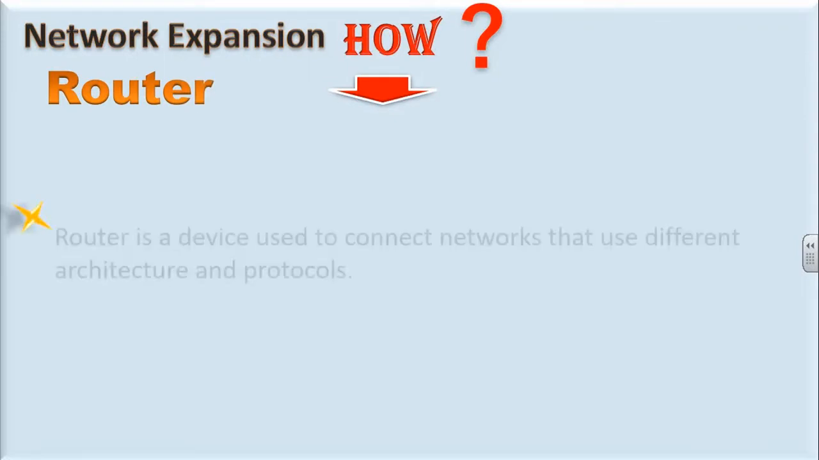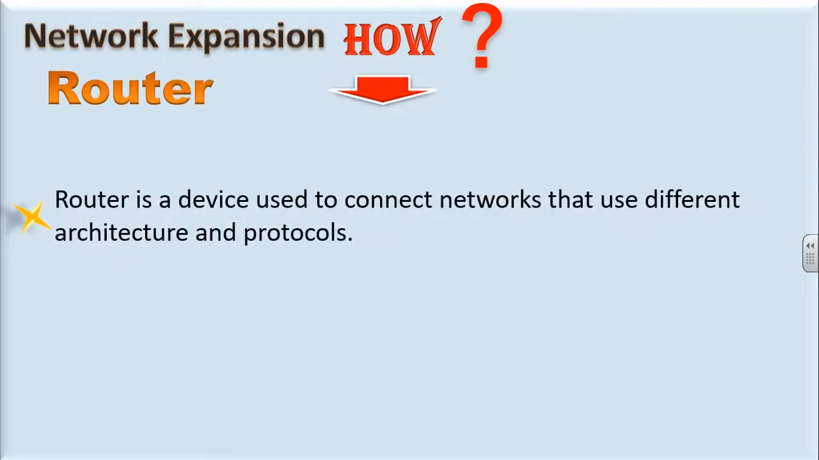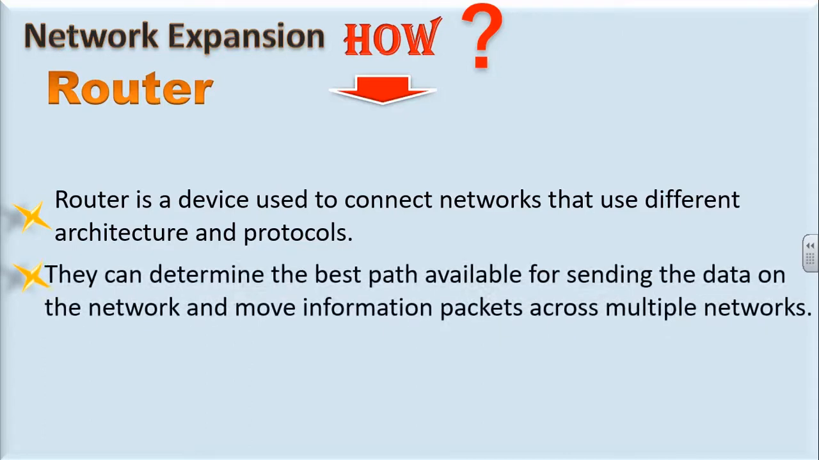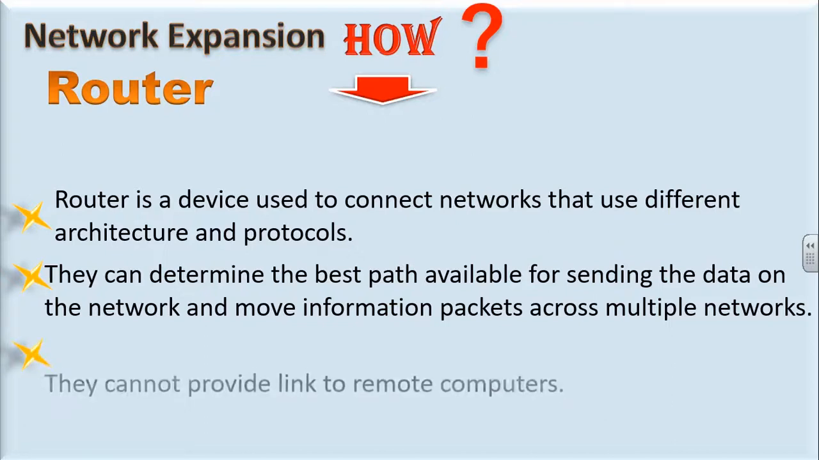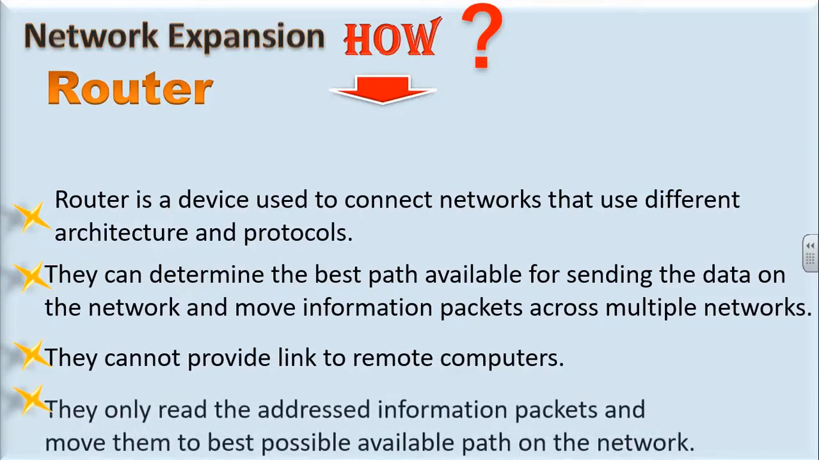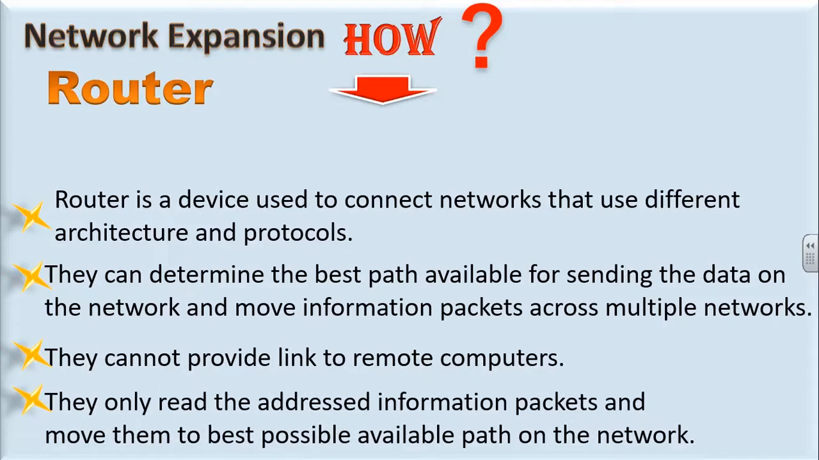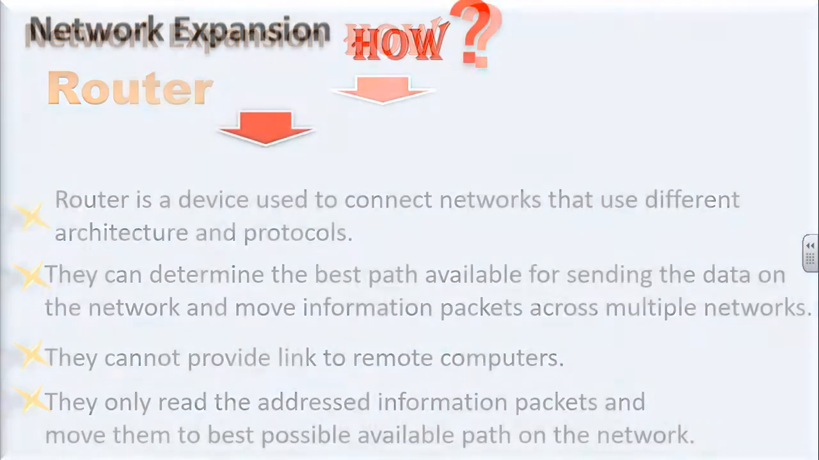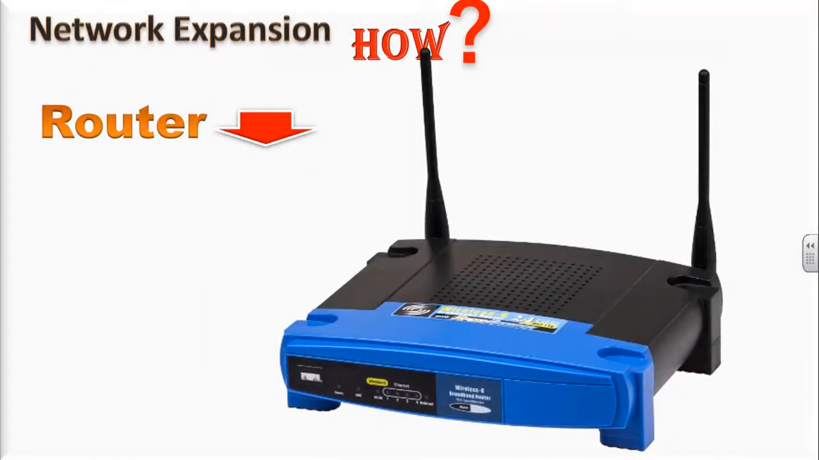The third one is router. Router is a device used to connect networks that use different architecture and protocols. They can determine the best path available for sending the data on the network and move information packets across multiple networks. They cannot provide link to remote computers. They only read the address information packets and move them to the best possible available path on the network. This is the photograph of router.